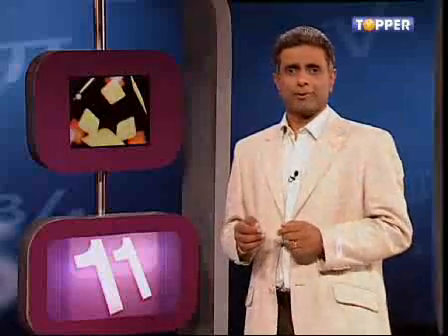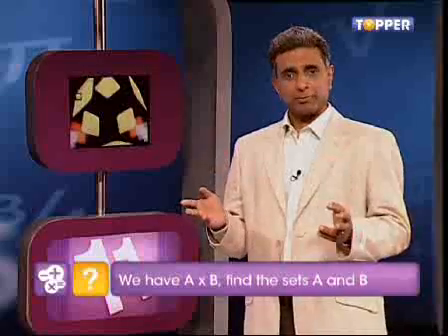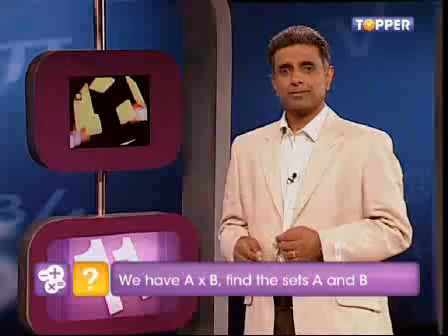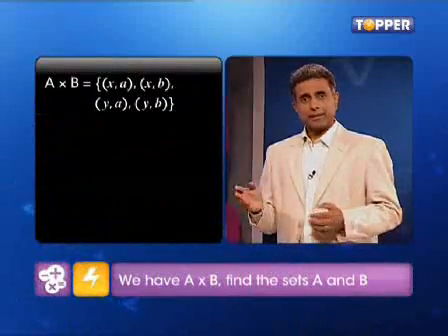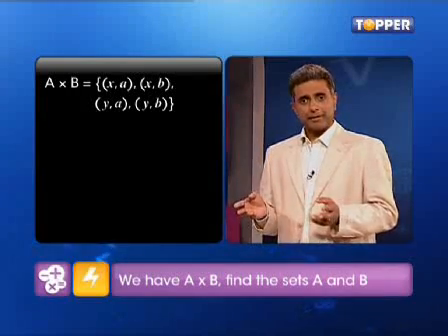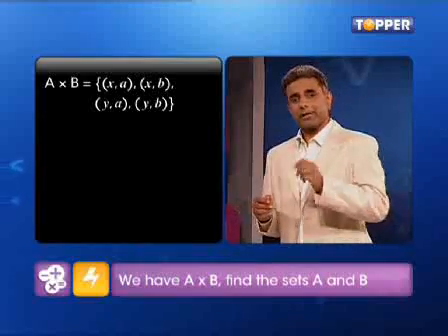Not to say that it's difficult, but it'll force you to think a little more. So here goes. We are given A cross B and we have to find out the sets A and B. Sounds interesting, right? Let A cross B equal {(x, a), (x, b), (y, a), (y, b)}. Now how do we deconstruct this into sets A and B?